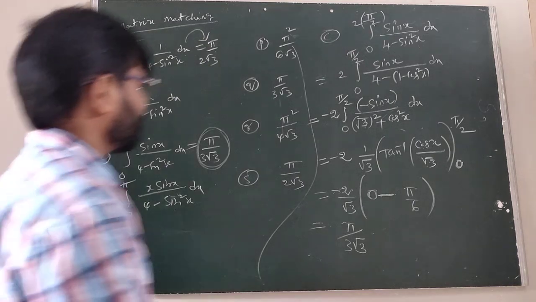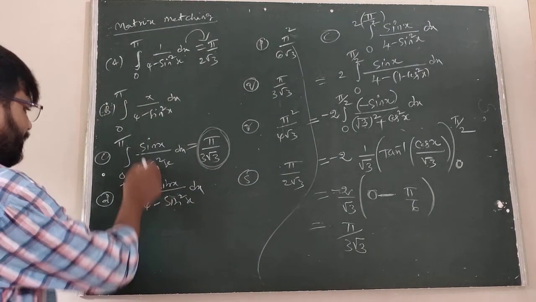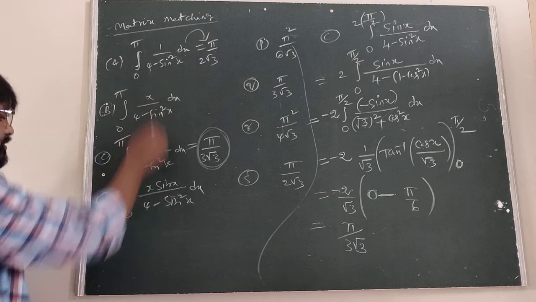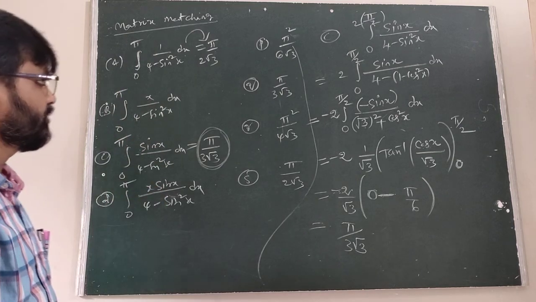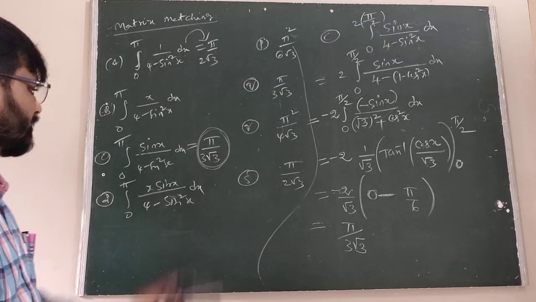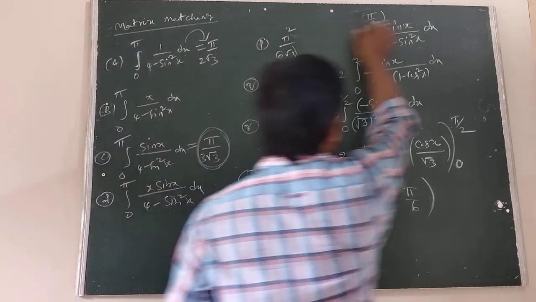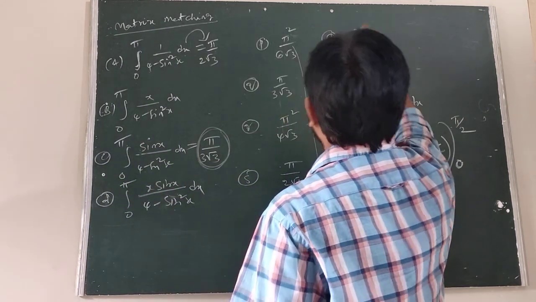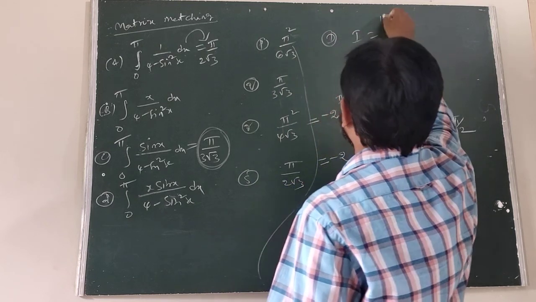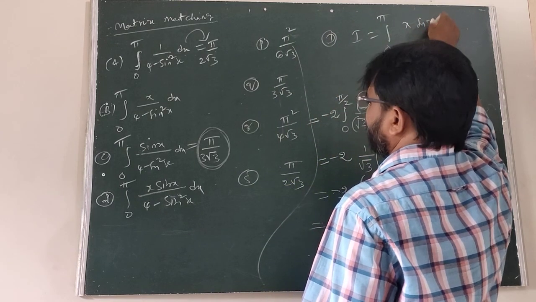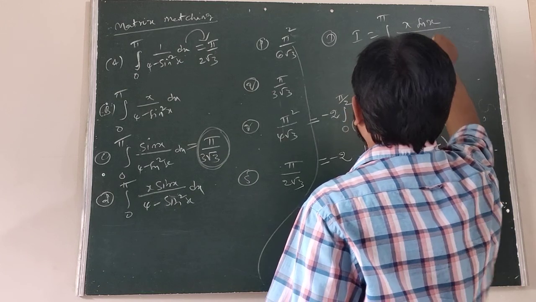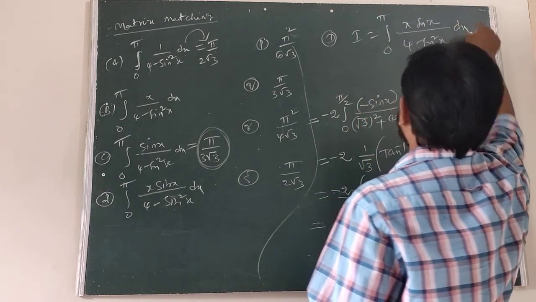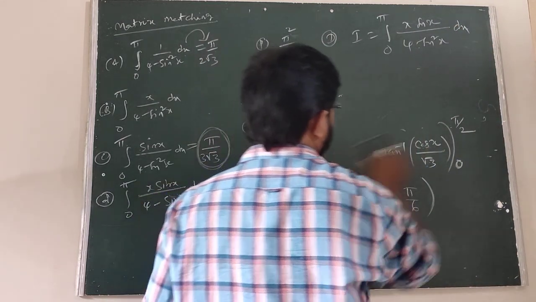Now we have to find this one, the same like this but with x sin x. How to find this one? It is a simple question. It is given by I equal to integral from 0 to pi of x sin x by 4 minus sin square x dx. After then we can apply the first form.